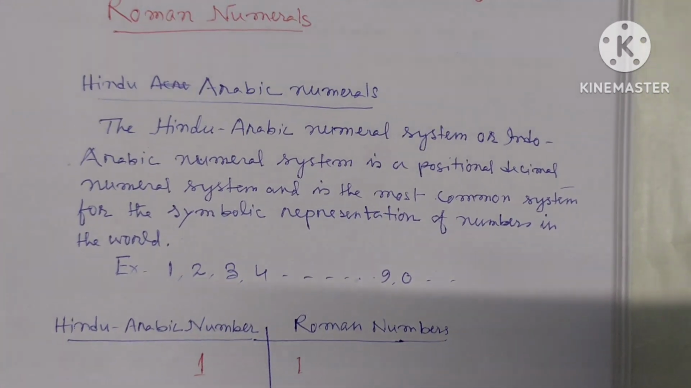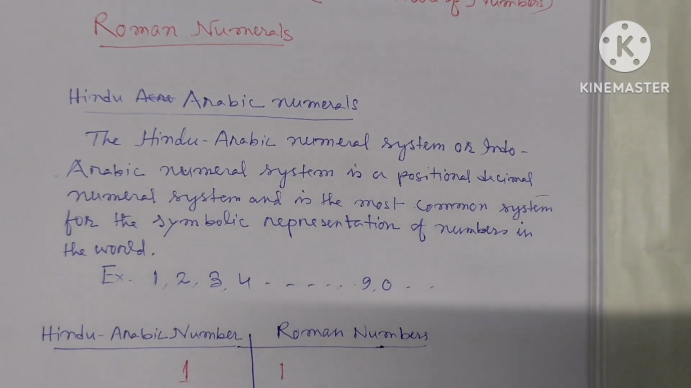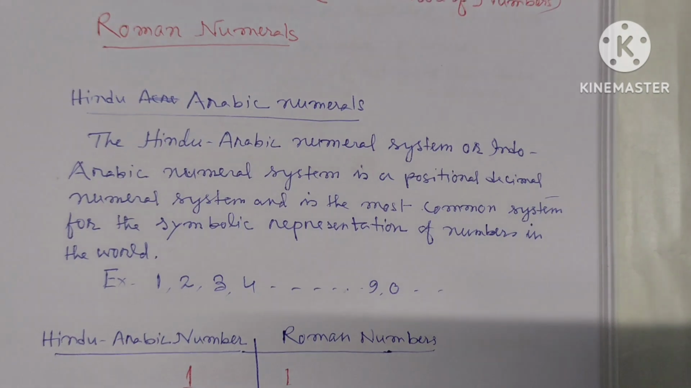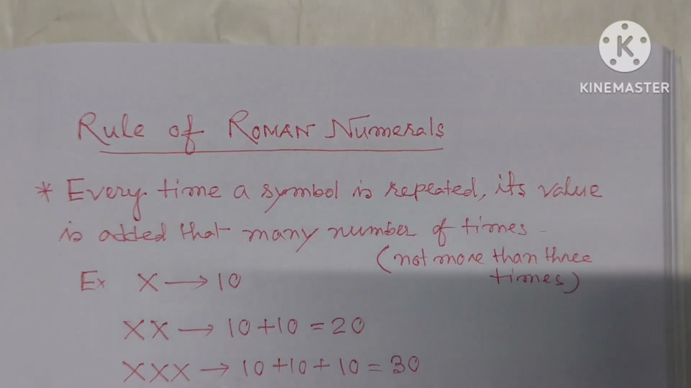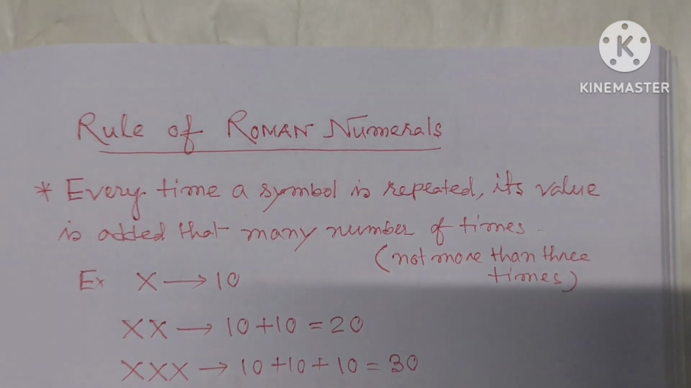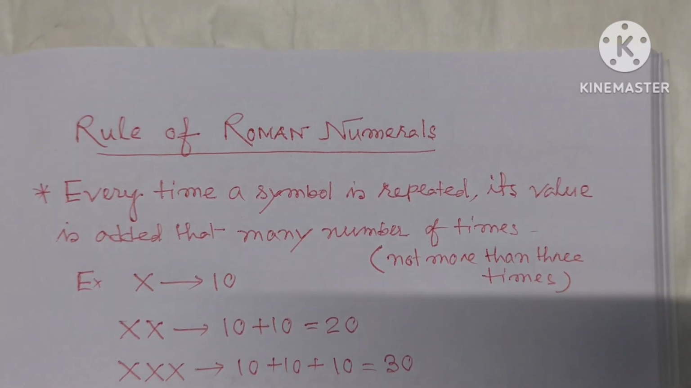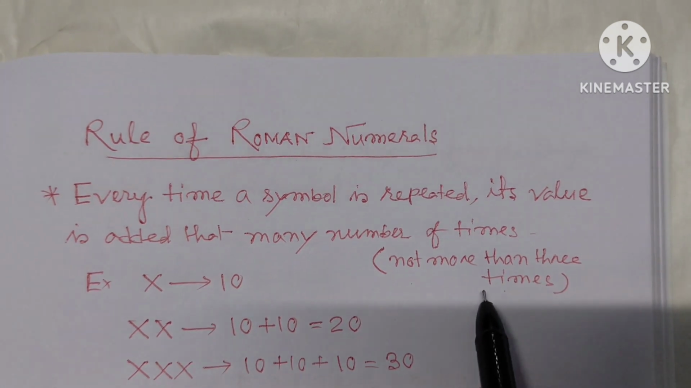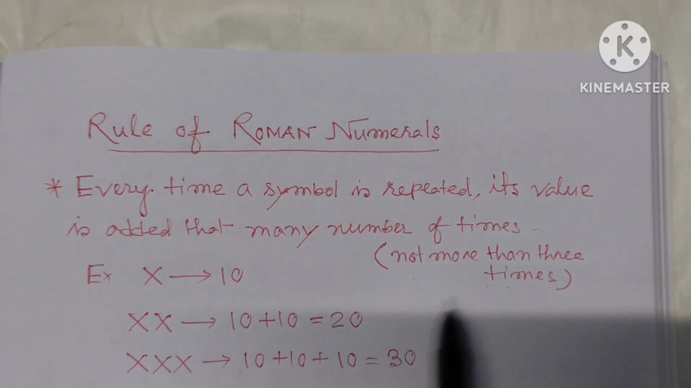Before learning how to convert Hindu-Arabic numbers to Roman numerals, we must know some rules. Let us discuss the rules of Roman numerals. Every time a symbol is repeated, its value is added that many number of times. And we must know that it can be repeated not more than 3 times. That means only 3 times we can repeat, not more than 3.